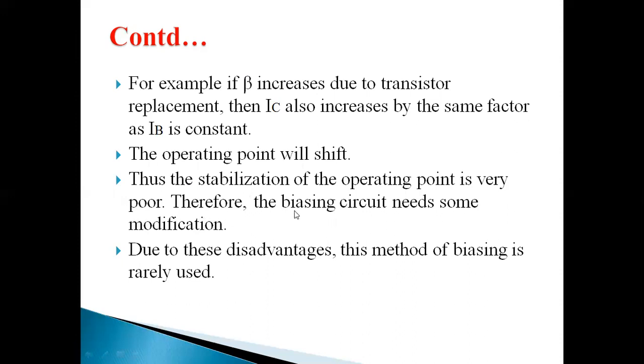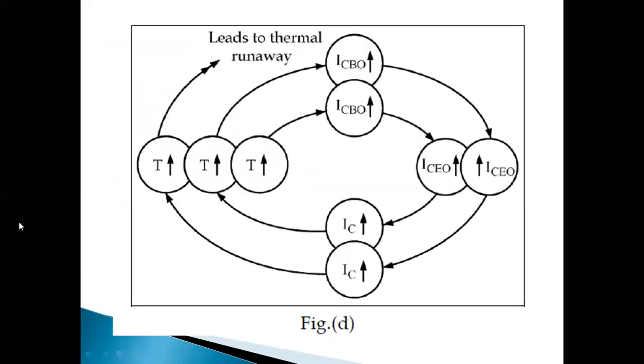Therefore, the biasing circuit needs some modification. Due to these disadvantages, this method of biasing is rarely used. What are they? Mainly due to the poor stabilization factor, that is poor self-stabilization, and due to the change in the operating point, this type of fixed biasing network is used very rarely.